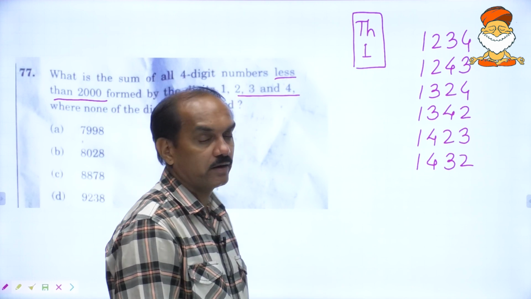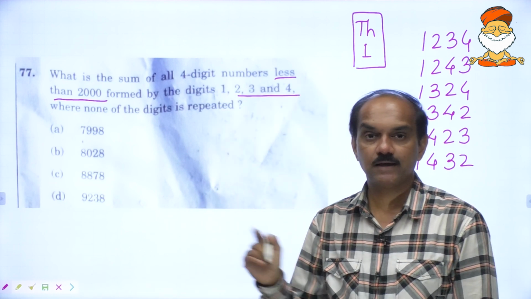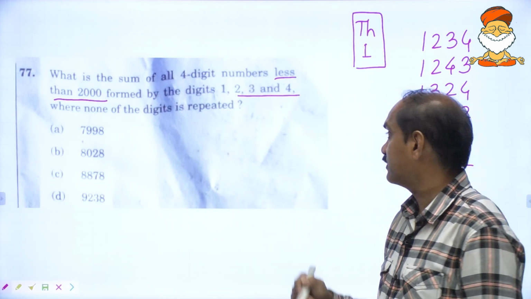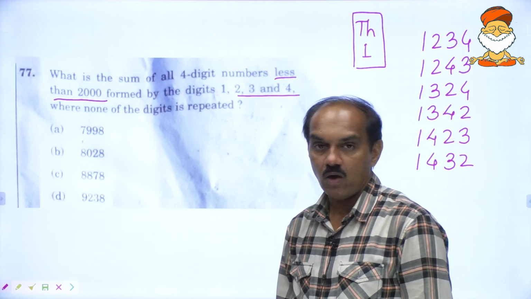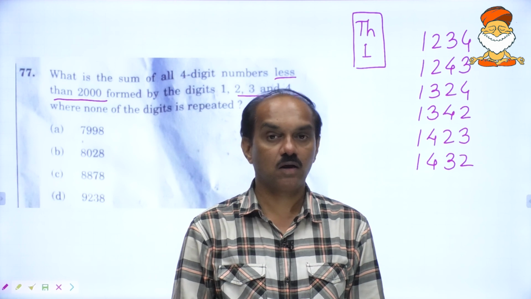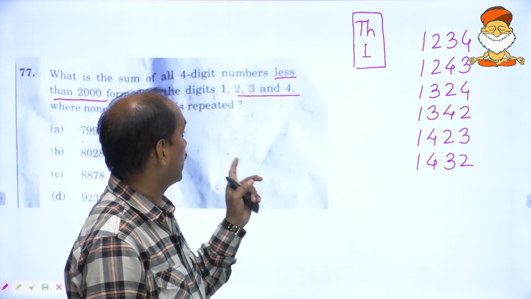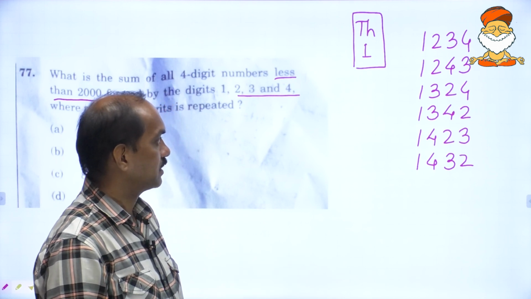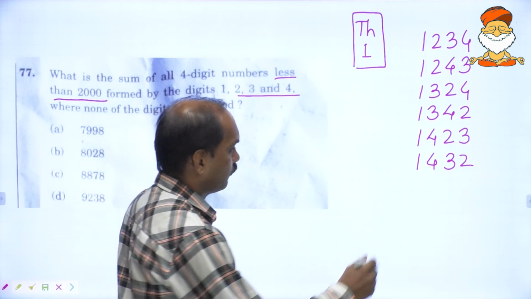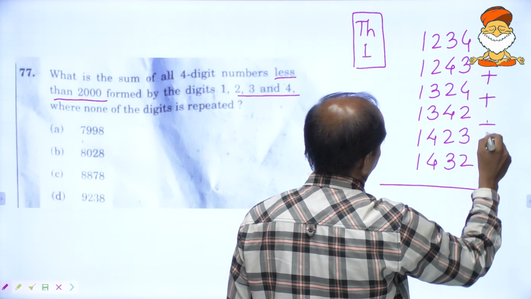And you cannot write any other number which is less than 2,000 using the digits 1, 2, 3, 4. All these are different numbers. All are less than 2,000. All are 4-digit. All are different. And all are formed by these 4 digits only. No 2 numbers are the same. And this is the exhaustive list. And we want the sum of all these, add all these numbers.